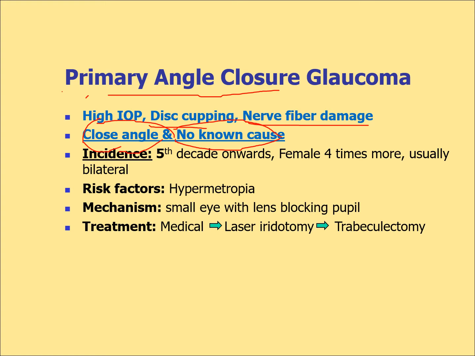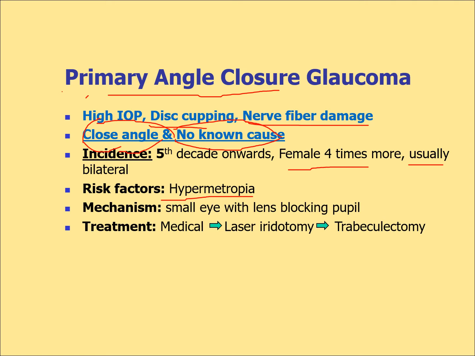Incidence is usually in the 5th decade onwards, because after the 5th decade the lens is swollen enough to cause the pupillary block. Females are 4 times more affected than males, and it's usually a bilateral condition. Risk factor is hypermetropia, because in hypermetropia the eye is small, so that predisposes you towards angle closure.